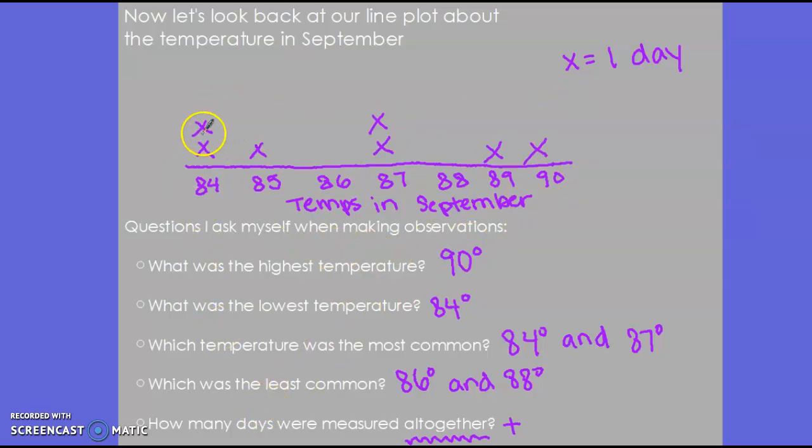So we measured the temperature for 1, 2, 3, 4, 5, 6, 7. So we measured the temperature for 7 days. This is just like the comparison in class that we made when we said that if we have 10 blocks or 10 x's on our plot, that means we talked to 10 people, or that means there were 10 results. The amount of x's represent how many times each one occurred.